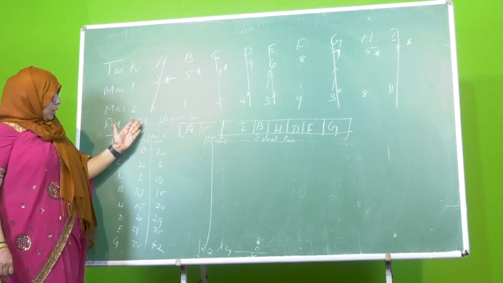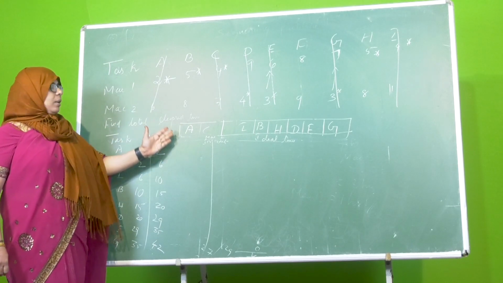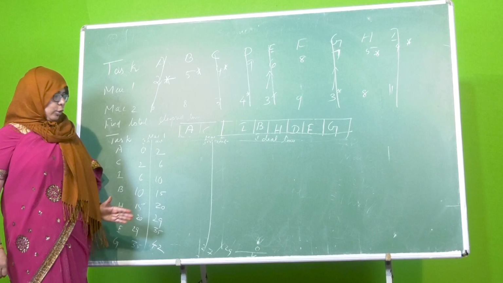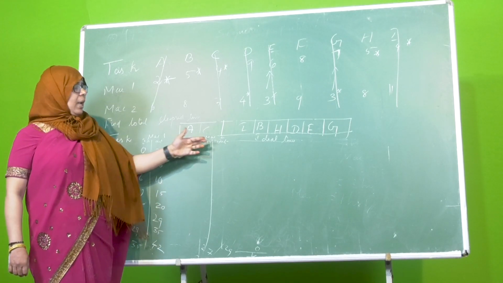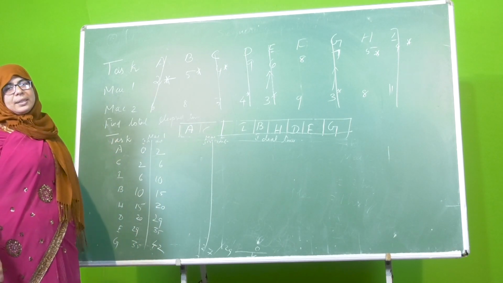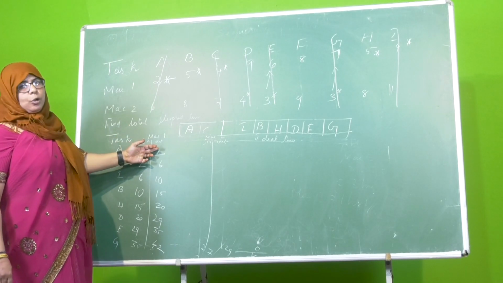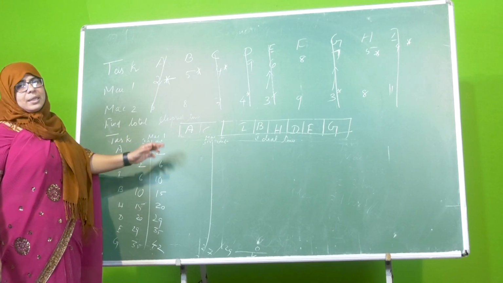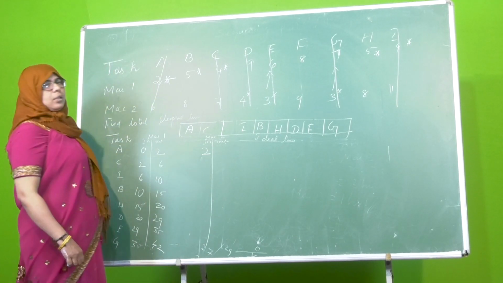So what are the conditions? Machine 1 in value is always lesser than output value. Correct? Now, again we have to put the machine 2 input value. What is the machine 2 input value? What is the machine 1 output value? Machine 1 output value is 2. So, we have to write 2.